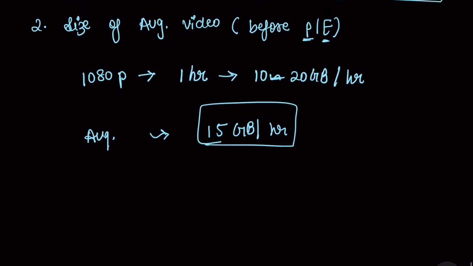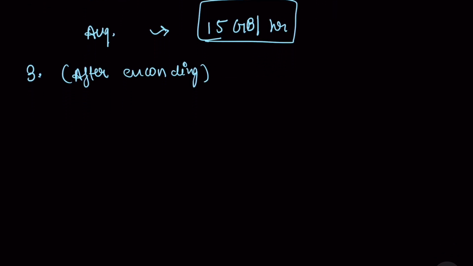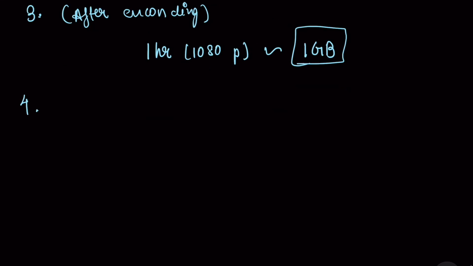Let's now calculate the size of an average video after encoding. After encoding and compression, a 1 hour long video, which is like 1080p, will take up nearly about 1 GB after the compression and the processing has been done. So we say the average size of the video after encoding is 1 GB.